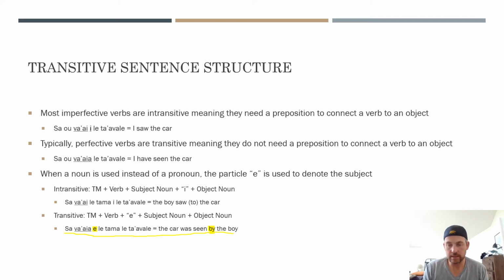Hopefully that's not super confusing, but what I would do is add this new formula to your sentence building repertoire. When I'm using a perfective verb, in other words, a transitive verb, I'm going to use the transitive sentence structure, meaning I have to mark the person or the thing doing the verb with the particle e. That's the biggest takeaway here. And you'll notice this if you're trying to read a Psalm 1 text, and I would encourage everyone to try and do that.